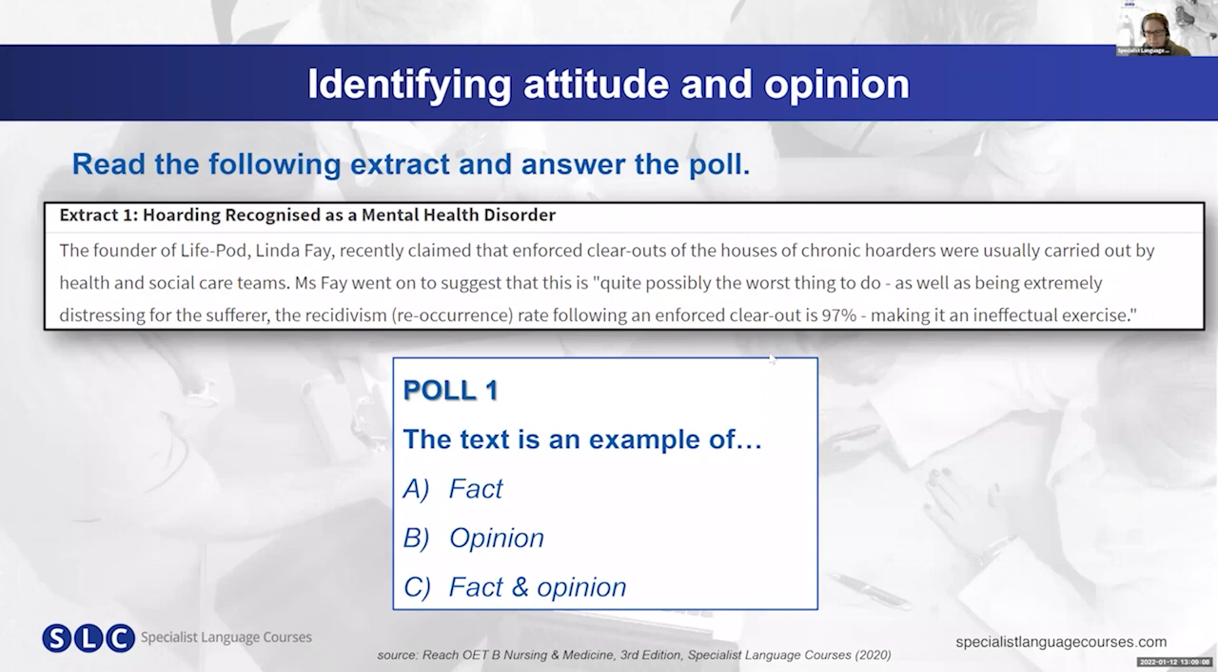Okay, so most of you have put fact and opinion or opinion. And yes, well, I've chosen opinion because of the majority of the stuff, but I suppose there is a fact in there with the 97%. So yeah, if you put C, I would agree with you there. But the majority of the stuff here is opinion, yeah, claimed, etc., etc.